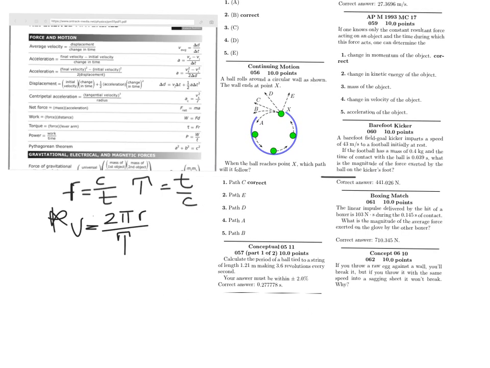All right, good luck. The last ones we've got left are impulse and momentum, so that's what we'll do in the next one.